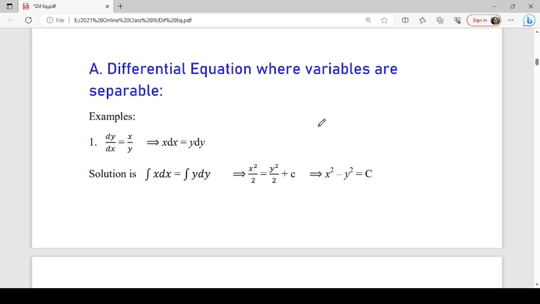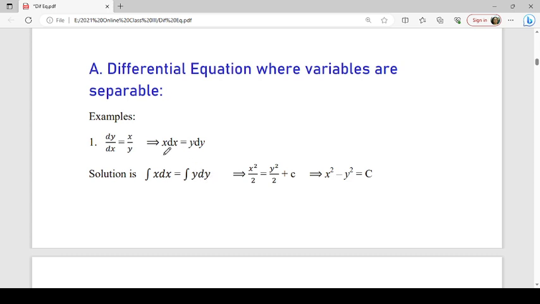Then, the differential equation where variables are separable. So dy/dx. Suppose this is an equation. We write x. This dx is the differential of x, and dy is the differential of y. So variables are separable means what? With functions of x, we need to get dx, and with functions of y, we need to get dy. Then only you can have this: integration of x dx equal to integration of y dy.